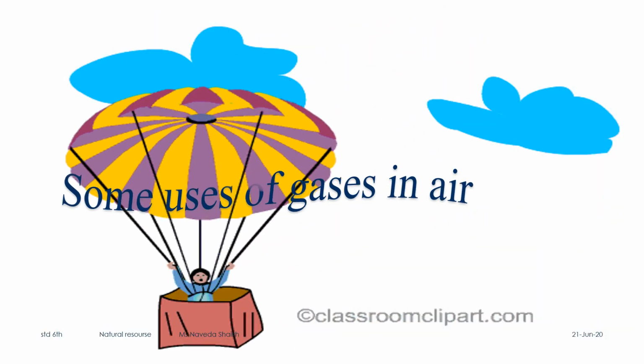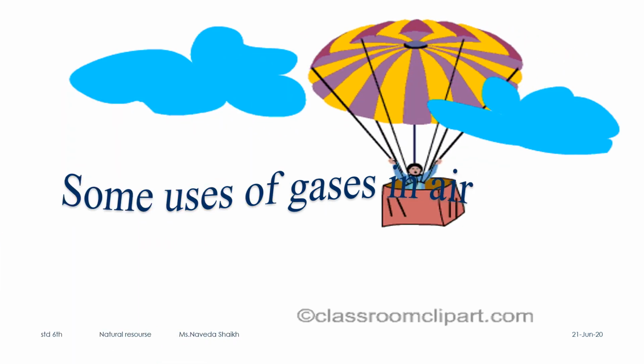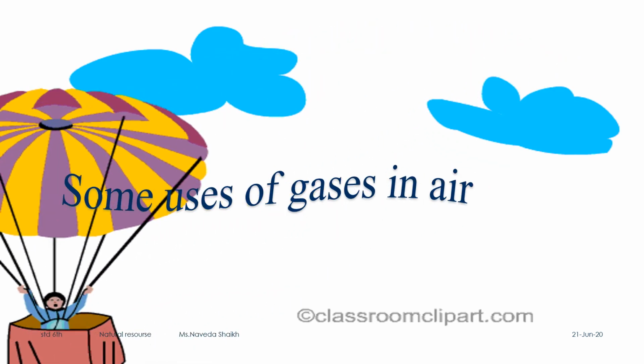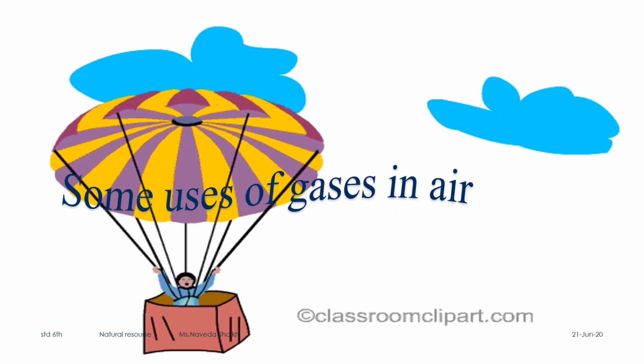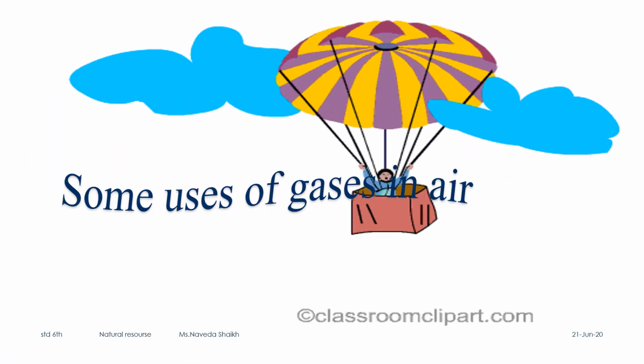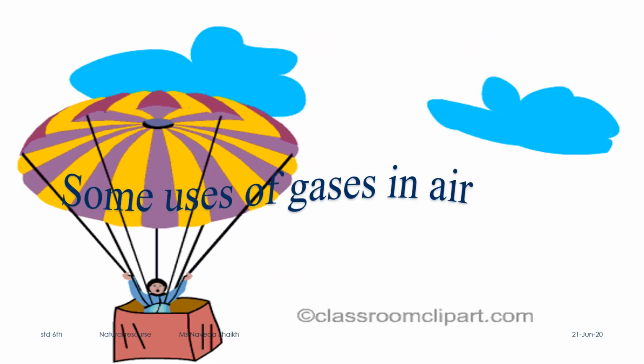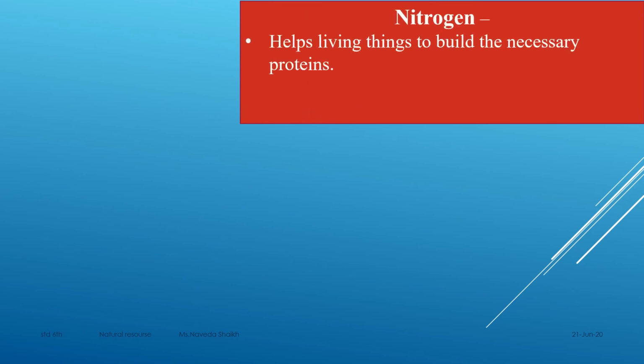Now we'll be learning about some uses of gases in the air. Whatever names we learned right now, nitrogen, oxygen, carbon dioxide, inert gases like argon, krypton, xenon, we'll be learning about their uses also. So let us see. First, we'll be learning about nitrogen. Nitrogen helps in building the necessary proteins in our body.